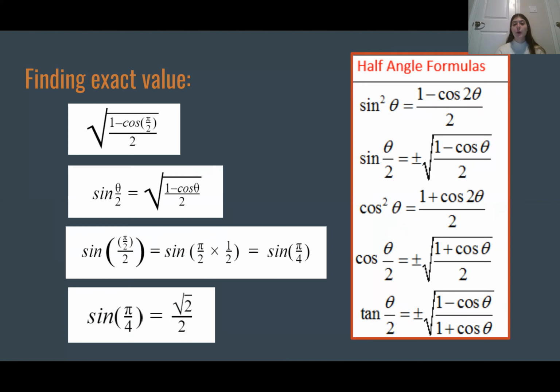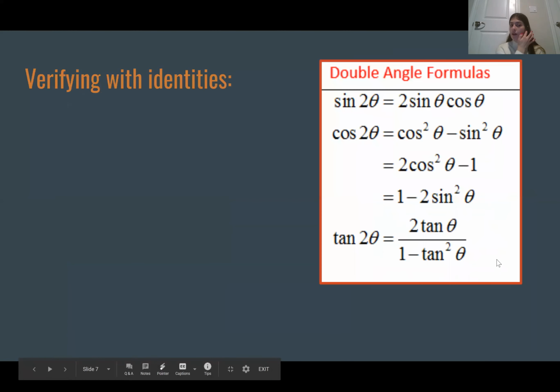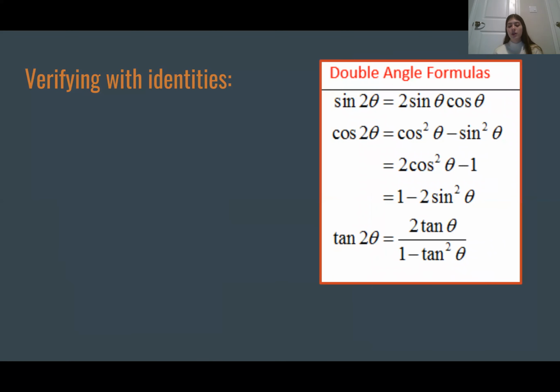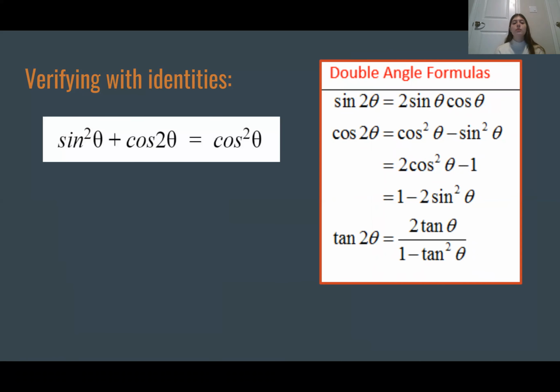Simple enough, okay? Now, let's try to do some verifications with this. So we don't have to look at the unit circle. We're not finding exact values. I'm also not going to have you do verifications for the half angle identities, only the double angle ones. So let's try. We're looking at this formula right here.